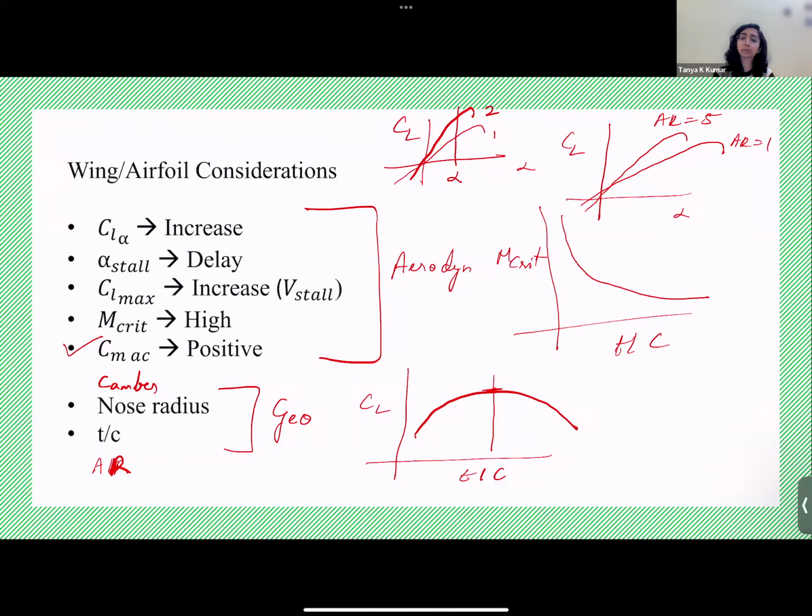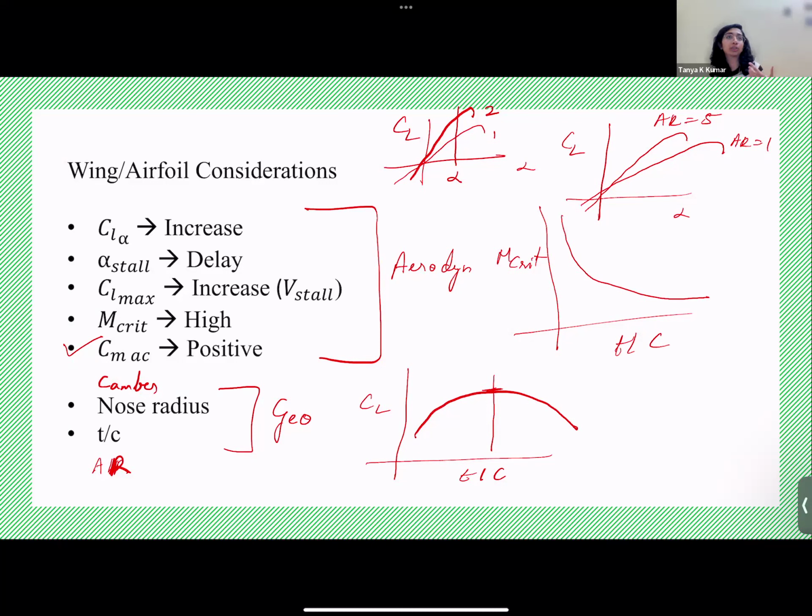Why should CMAC be positive? We had discussed this, right? CMAC is nothing but CM naught. Why should it be positive? To have a positive trimming angle. Yes, to trim the aircraft at a positive angle of attack, correct.